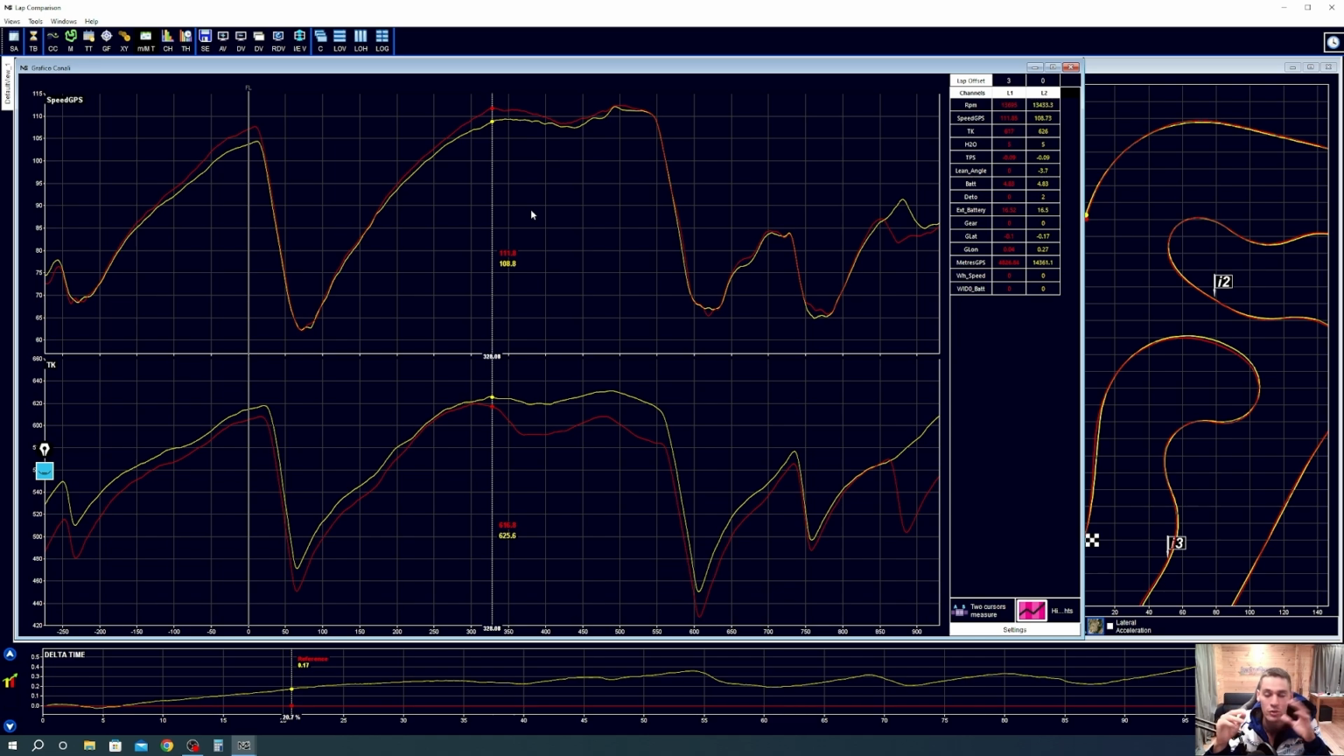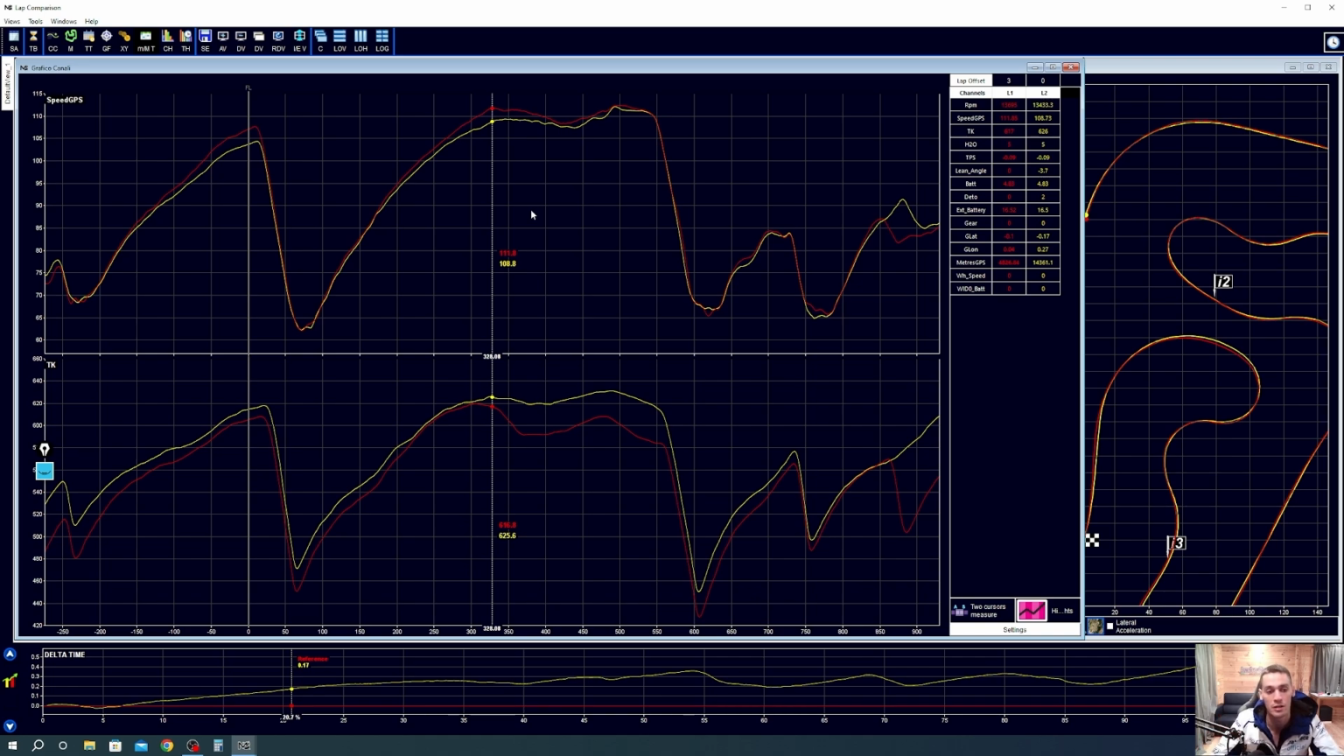So when you're following somebody, you get the draft and you reach the limiter earlier, right? Whereas when you're alone, you have the full wind of air coming at you, so you have resistance, a drag, and you hit the limiter later.